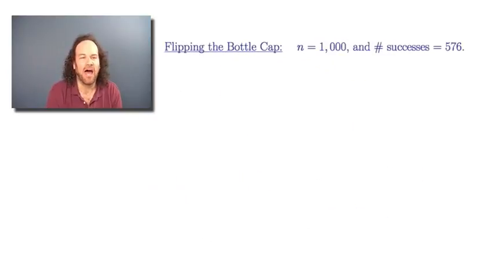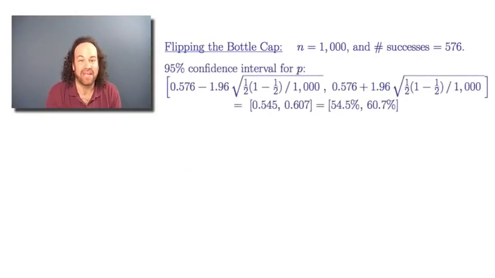So if we go back one more time to that experiment with the bottle caps, in that case, n was 1,000, and the number of successes was 576. And in this case, if we want a 95% confidence interval, then it would go from p hat minus 1.96 times the square root of p times 1 minus p over n, with p equal to a half, which is 54.5%, up to that same thing plus the 1.96 term, which in this case is a little over 60%. So we can say we're 95% confident that the true value of p, when you flip that bottle cap, of getting red, is within this interval.